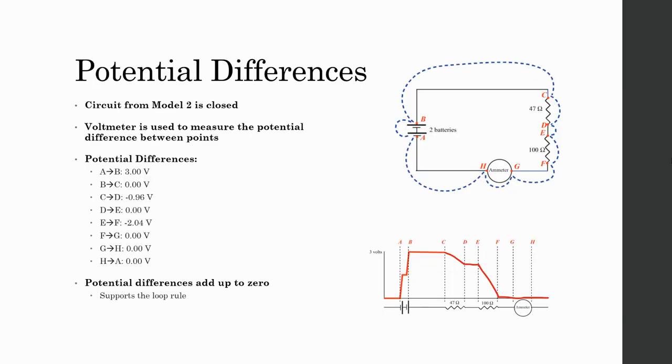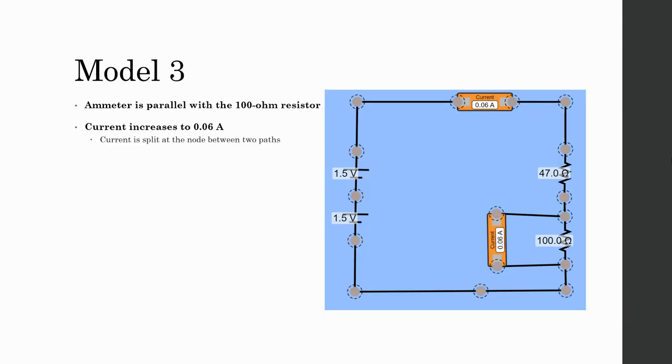By closing the previous circuit, the potential difference between the points shown in the top image can be determined by using a voltmeter. The potential differences are shown. The loop rule is supported as the sum of all the potential differences is equal to 0. In the third circuit, an ammeter is added parallel to the 100 ohm resistor. The current increases to 0.06 amperes due to the current being split at the node between two paths.